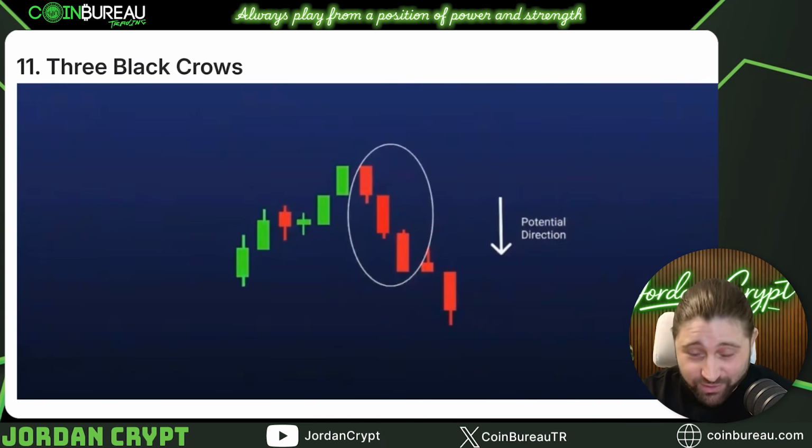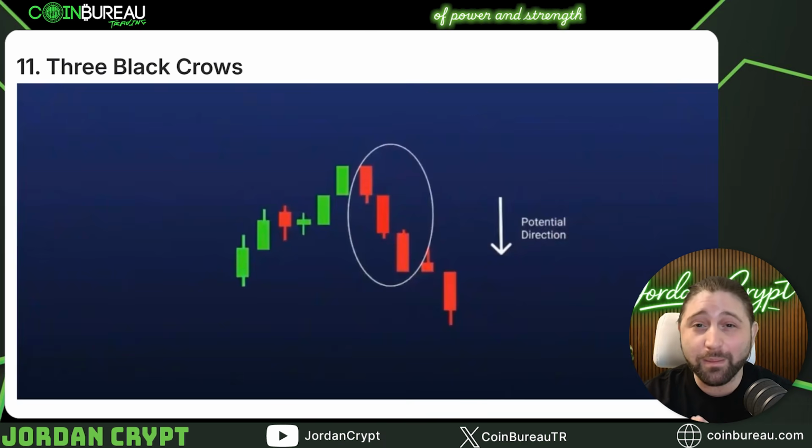The three black crows is of course the opposite of the three white soldiers. Three long straight reds with short or almost non-existent wicks. Every new candle opens at relatively the same price as the previous one, but goes much lower with every close. And this is a strong bearish signal.